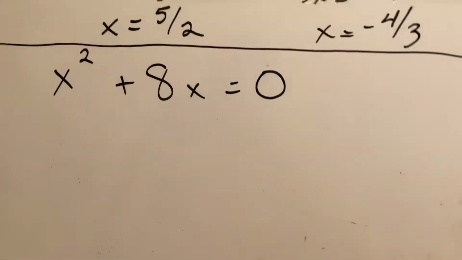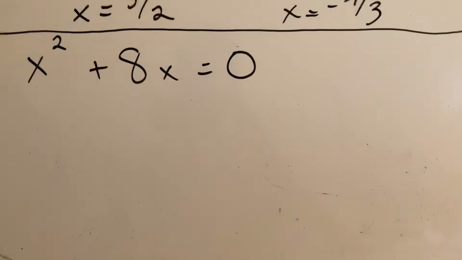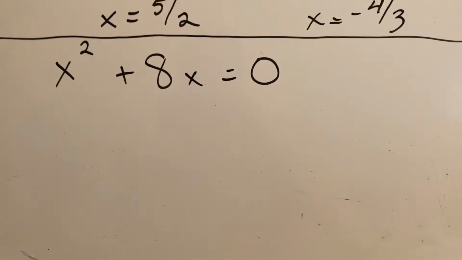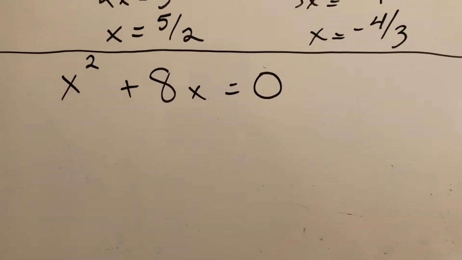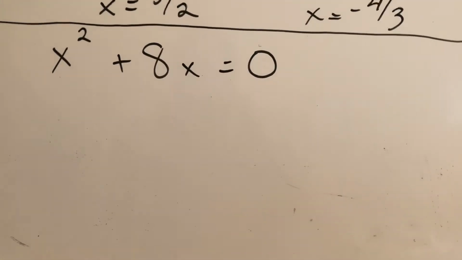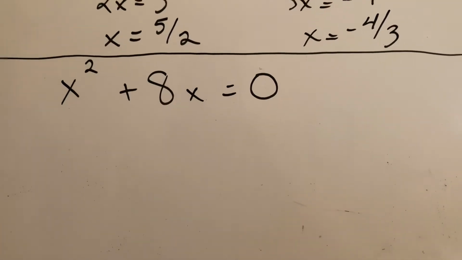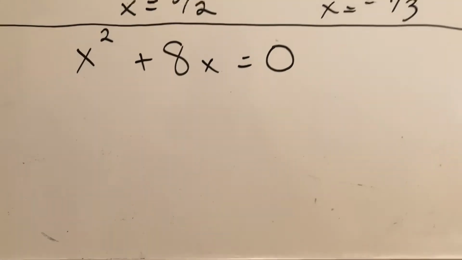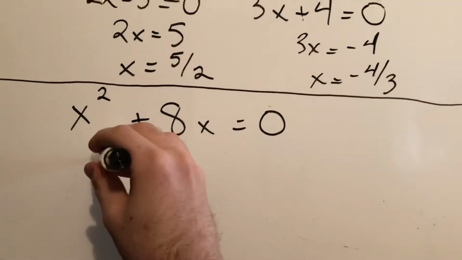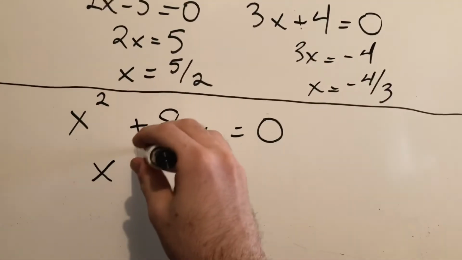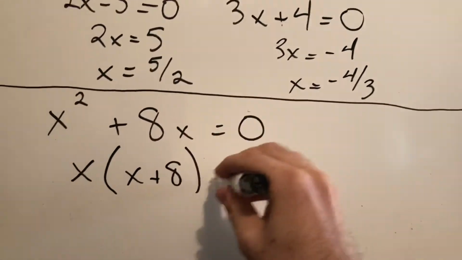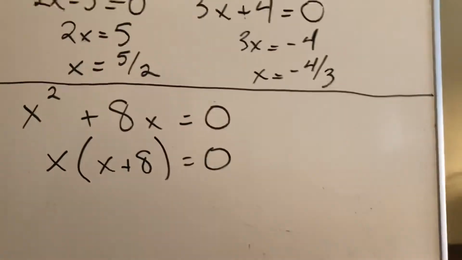Let's do one more example where you will do a little bit of factoring yourself to solve this one. It says x squared plus 8x equals 0. All we're going to be working with today is taking out a common factor. So a common factor between x squared and 8x is x. So if I factor out a GCF of x, that leaves me with x times x plus 8 equals 0.